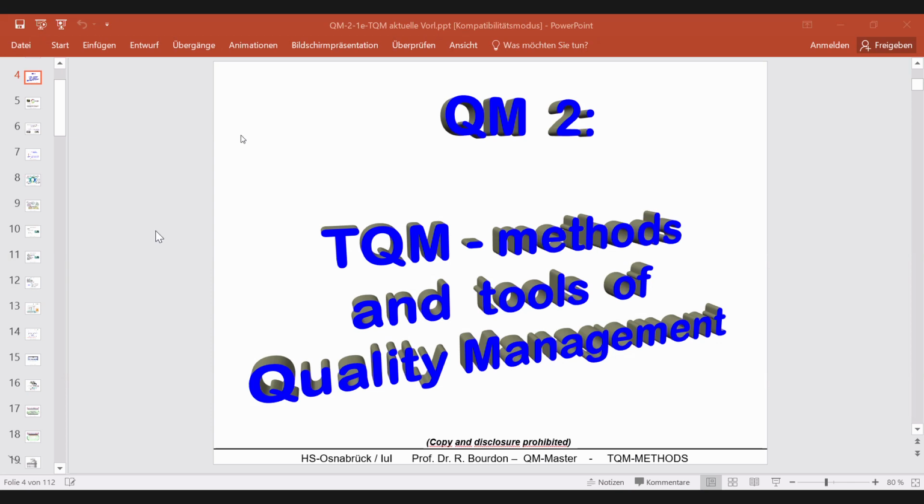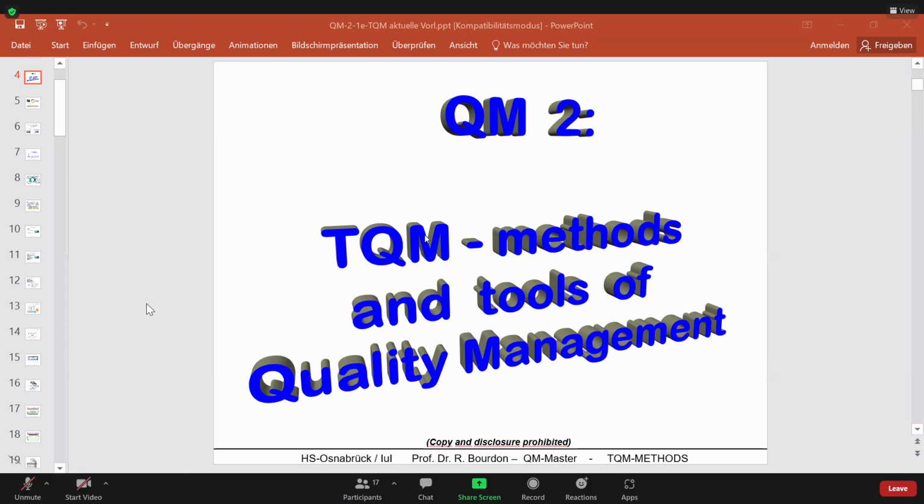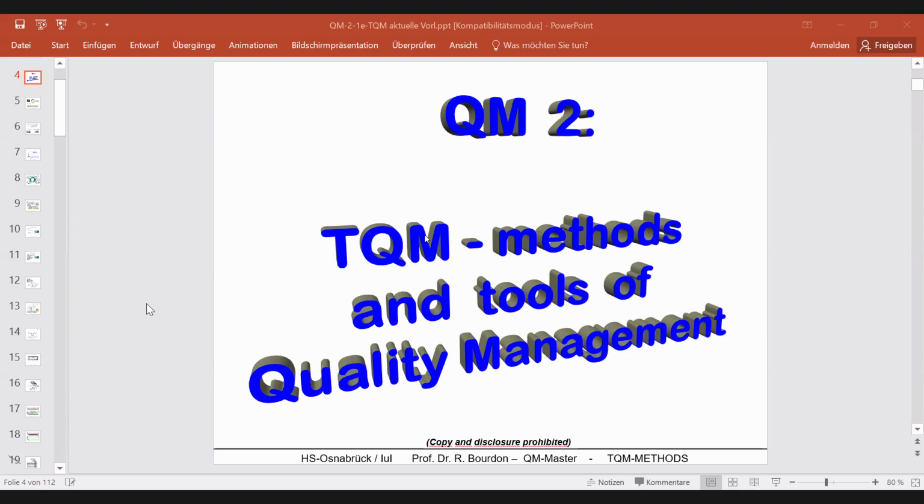Management 2 is about methods of TQM. This means total quality management. And regarding the tools, it is more about management. These are management methods, not so much statistical tools. Sometimes it is also with statistical tools, but here we have more management methods which are focused.